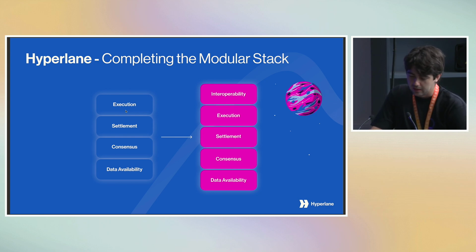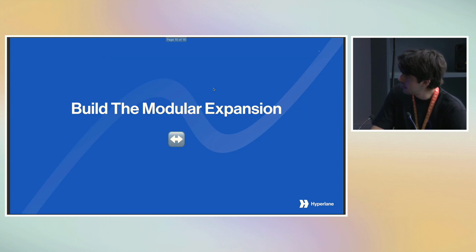So this is leaning into one of our big things that we say: our design is modular and it works really well with the modular stack. This is the typical Celestia perspective on what comprises a blockchain. And we posit that adding interoperability to the top of this is our biggest contribution. So come build the modular expansion with us.